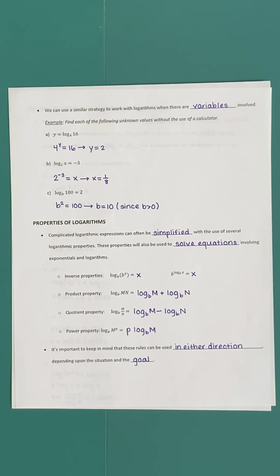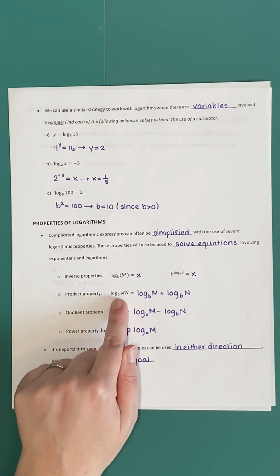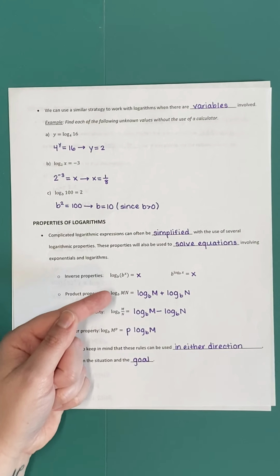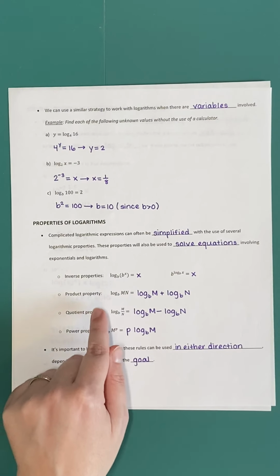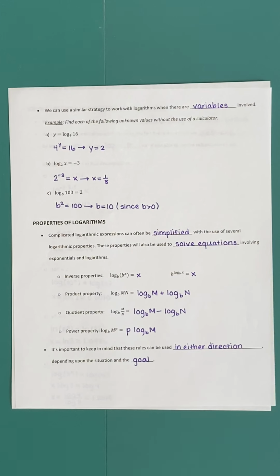Now, it's important to think of properties and rules as things that you can use in either direction depending upon the goal. So say, for instance, your goal was to take one complicated logarithm and break it down into smaller logarithms, little ones that you might be able to simplify on their own. Well, in that case, you would use something like the product rule or the quotient rule from left to right. That would take one big complicated logarithm and split it up into individual less complicated logarithms. That might be the goal. Maybe the goal is to split it up so you can simplify the individual components as much as possible.